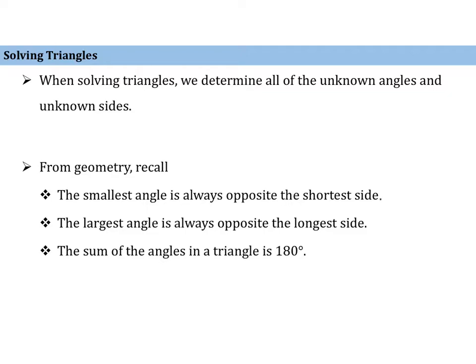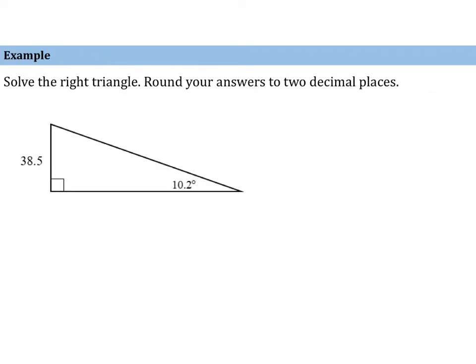A couple key things that we can remember from geometry in solving triangles is that the smallest angle is always going to be opposite the shortest side of our triangle. The largest angle is always going to be opposite the longest side. And remember that the sum of the angles in a triangle is 180 degrees. So here we have a right triangle and we are asked to solve it.